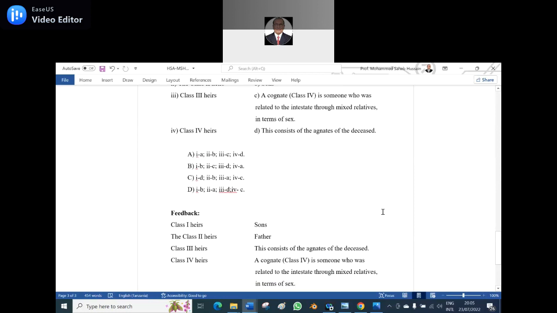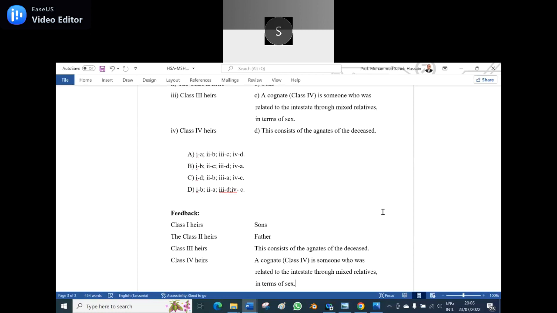What is meant by intestate? A person who dies without writing any will. I appreciate. The Indian Succession Act will be applicable to whom? For the Jews, for the Parsis, for the Christians, for the Muslims, or for Hindus, only Hindus? For the testate or for intestate? Intestate. Yes.